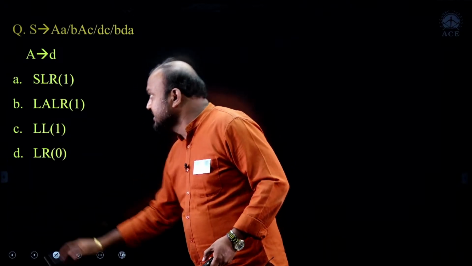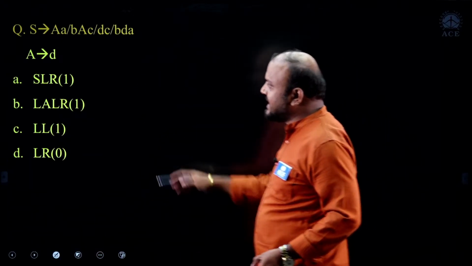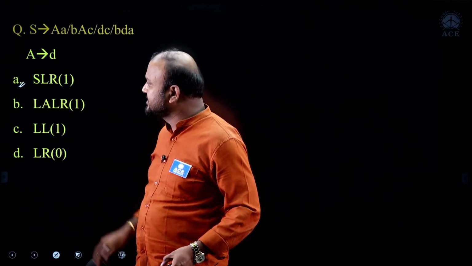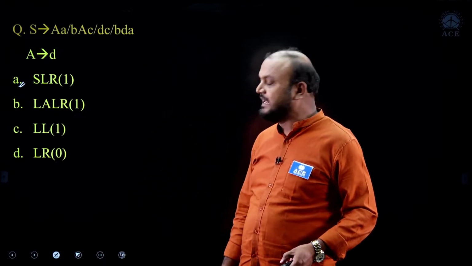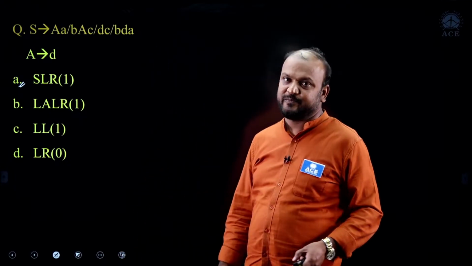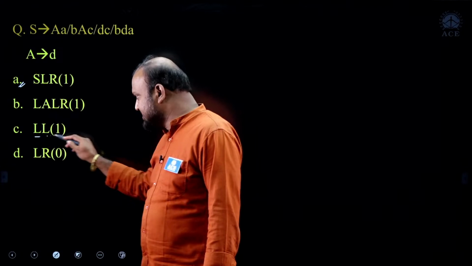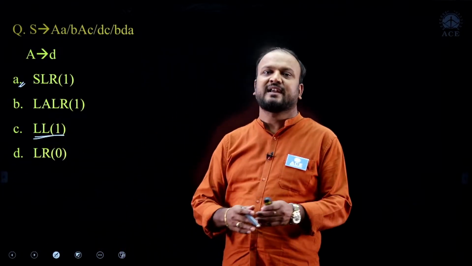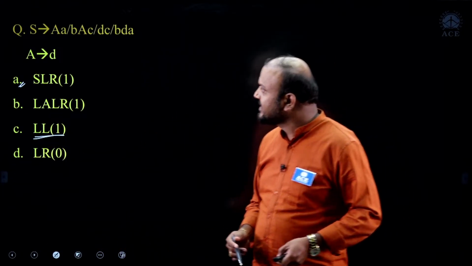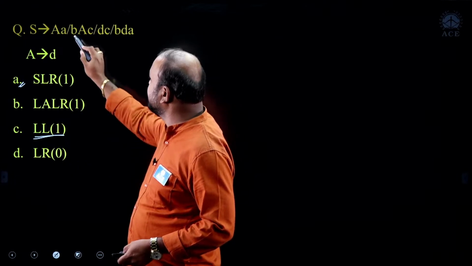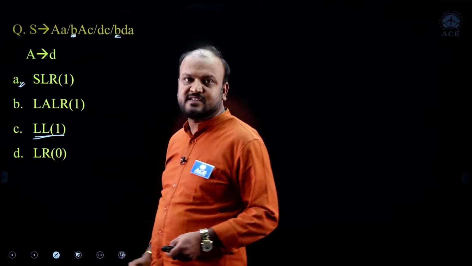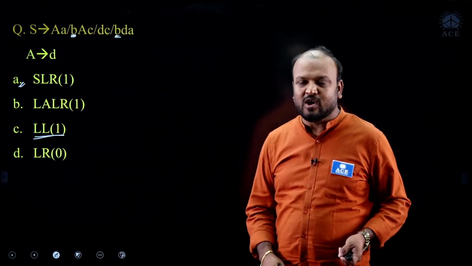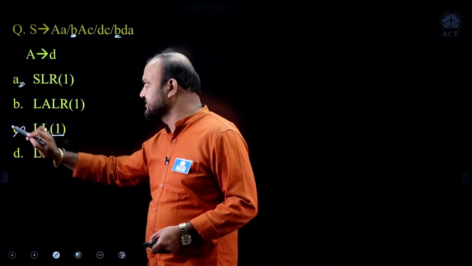This is a question: the grammar is given, and we are asked whether the grammar is SLR(1), LALR(1), LL(1), or LR(0). Testing LL(1) is simple. It should not have any common prefixes. Look for that. Here we have common prefixes for these two productions. Because it has common prefixes, it is not LL(1).